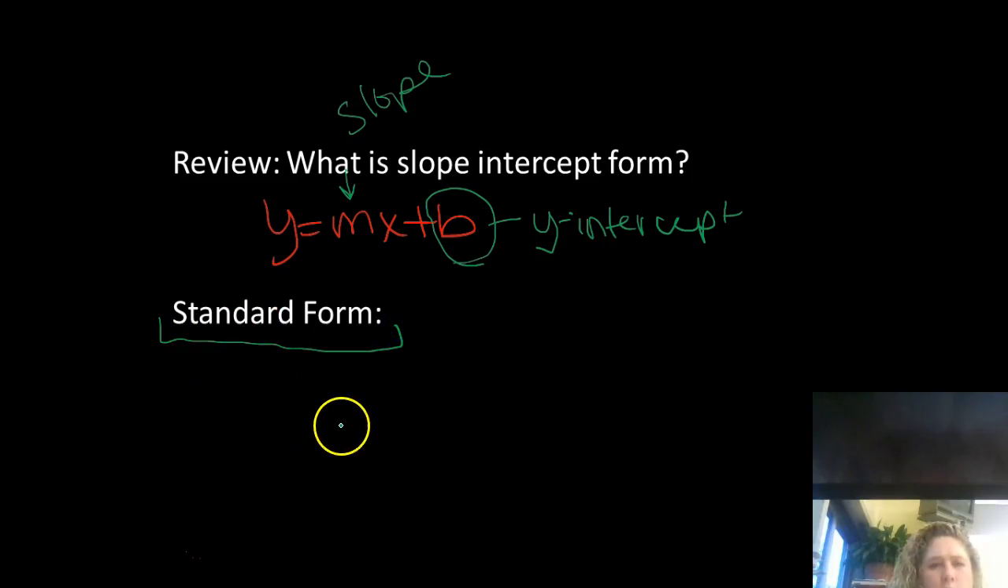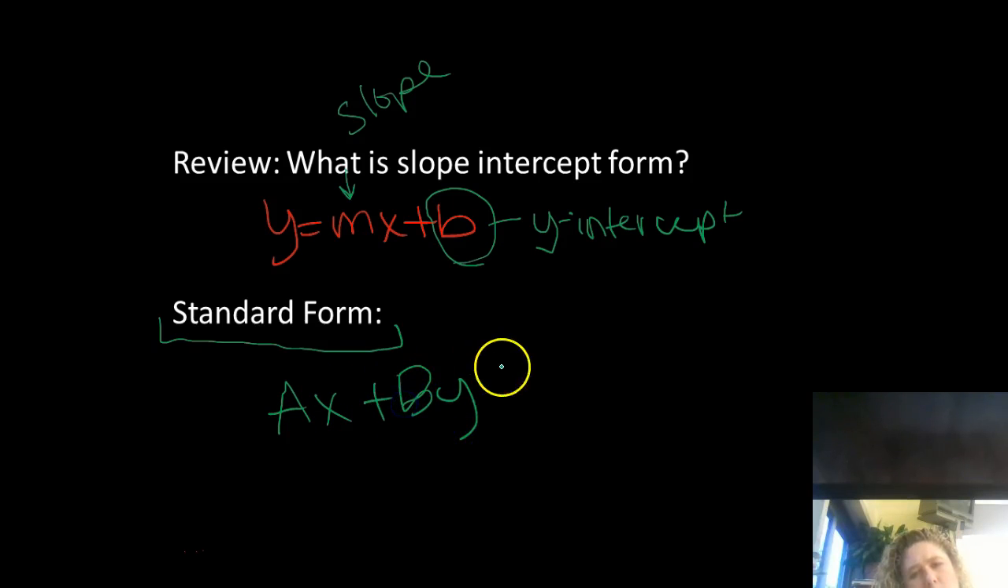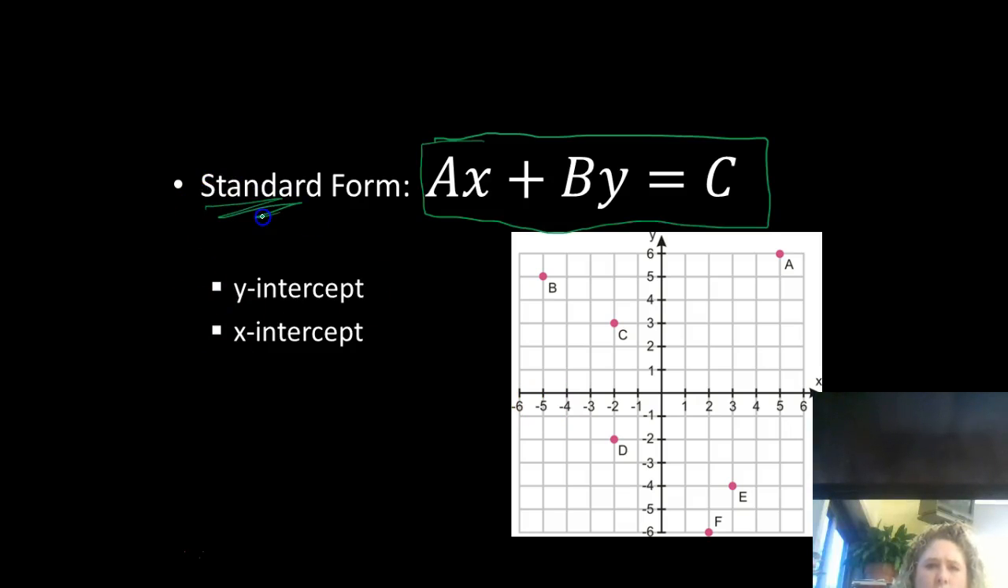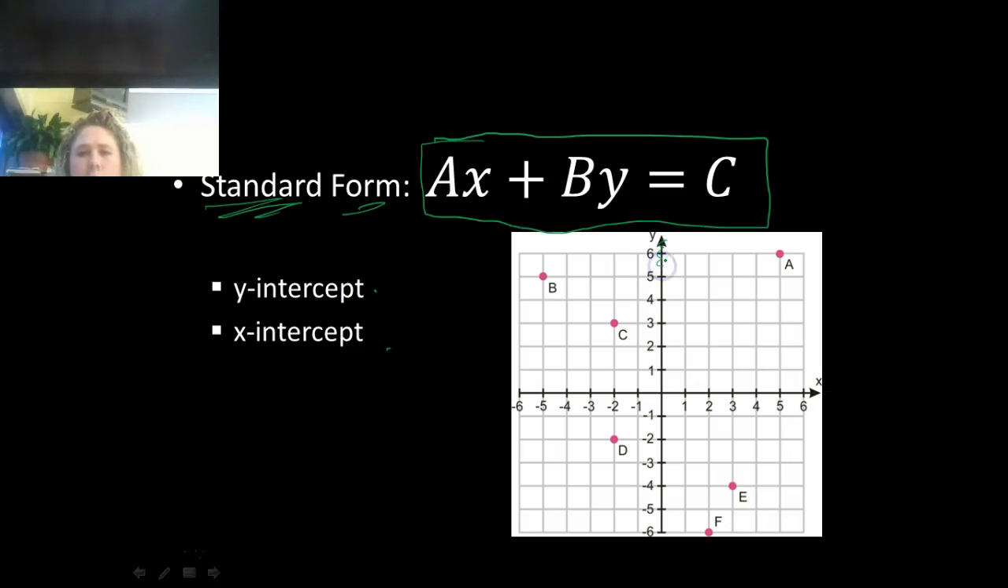We're actually going to look at a new form, standard form, of a linear equation, and we're going to use Ax plus By, should be a capital B, equals C. Alright, so we call this standard form, and we're going to find the x and the y intercepts. Now, let me try that again.